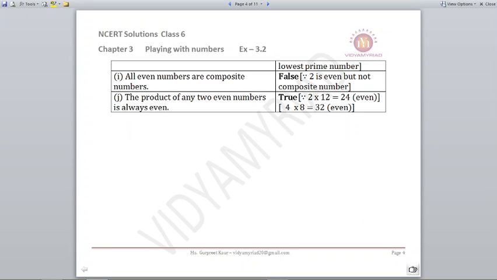All even numbers are composite numbers. No, it is not necessary. What are composite numbers? Those which are not prime numbers. But we know that 2 is an even prime number. It is not a composite number. So it's a false statement.